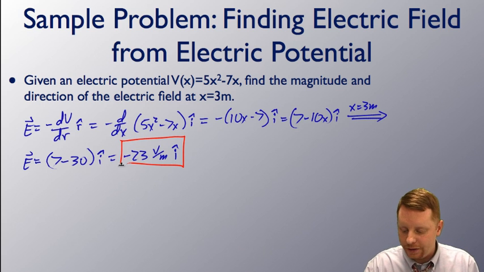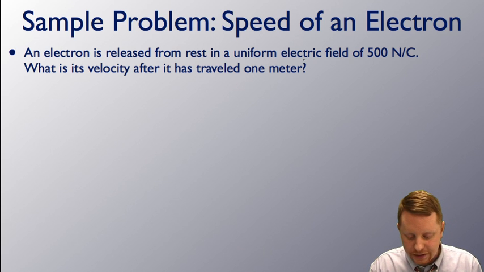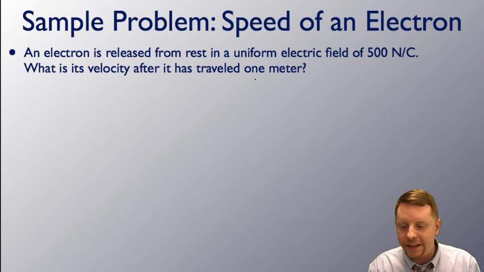All right, let's keep going. Let's find the speed of an electron that's released in an electric field. An electron is released from rest in a uniform electric field of 500 newtons per coulomb. What is its velocity after it has traveled 1 meter?